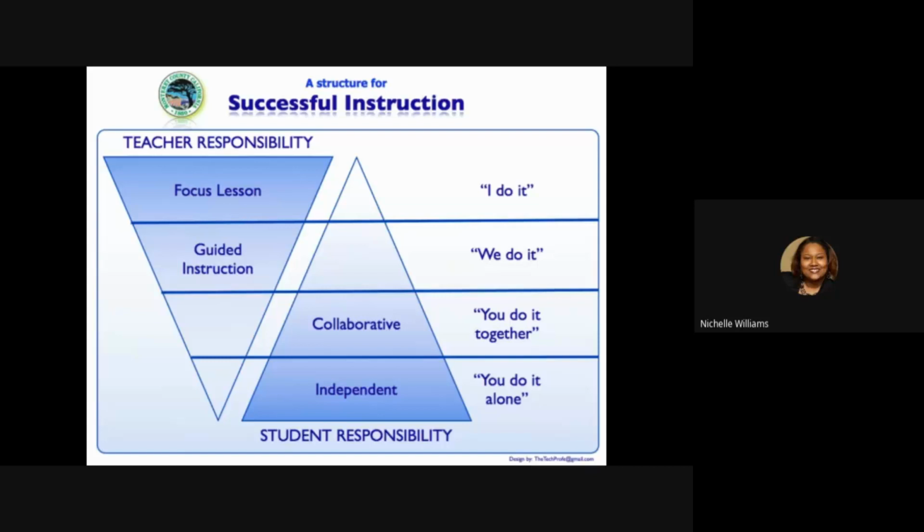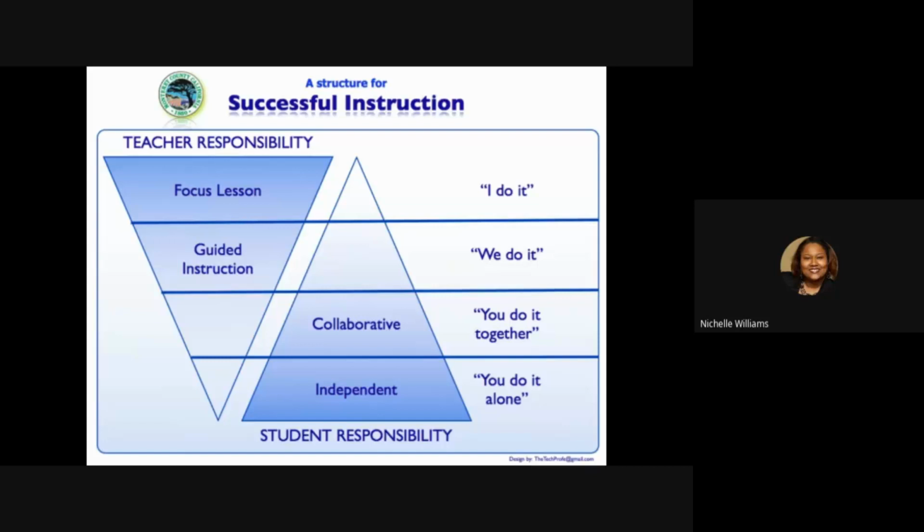Then you gradually release students into guided practice or guided instruction. With that, you and the students can do it whole group, and then you can have them working and calling out and sharing and answering questions in a whole group. So we as a whole group are doing this together.